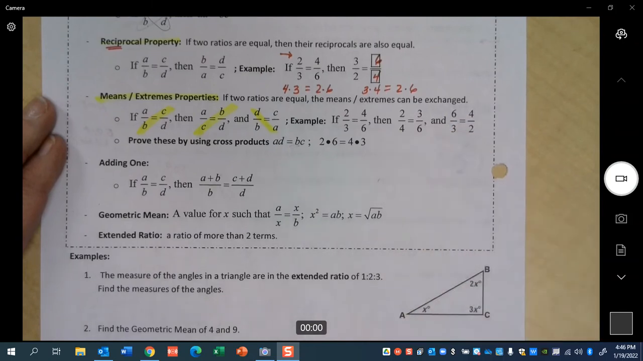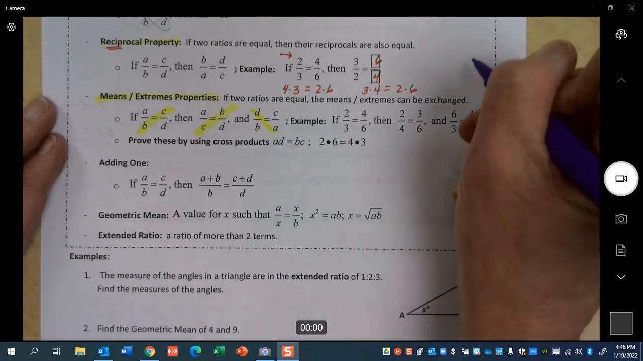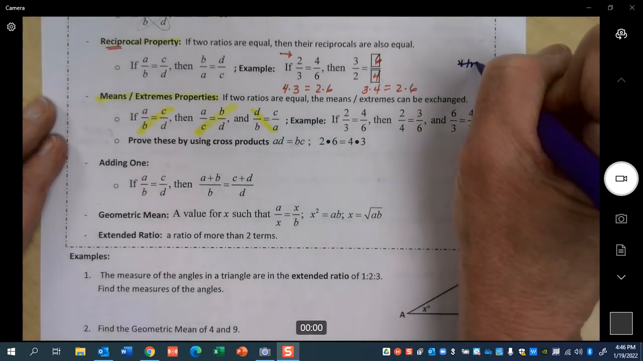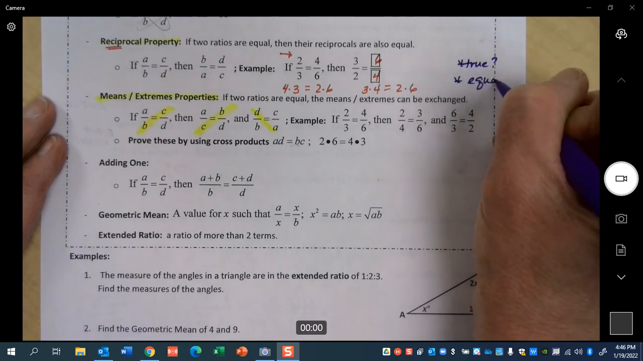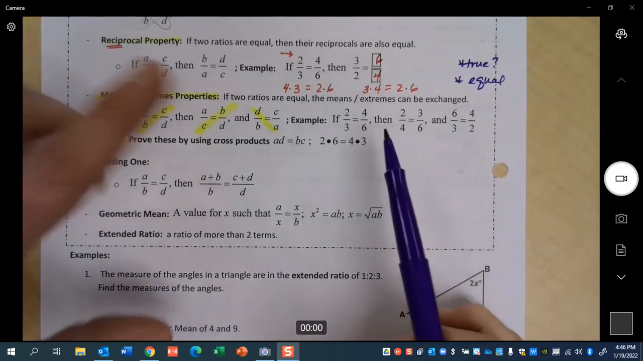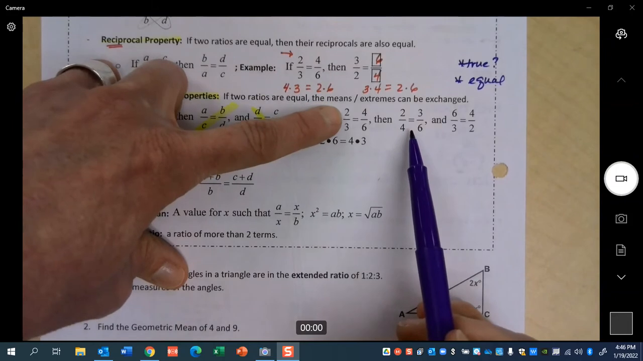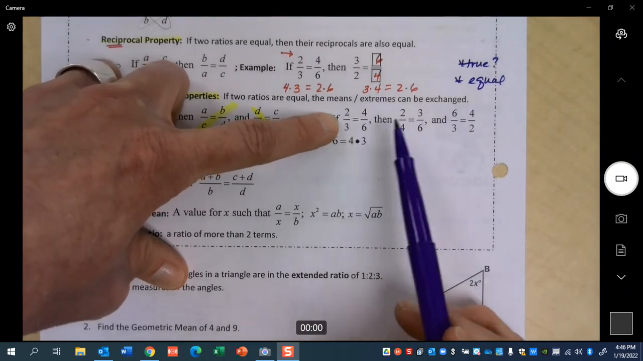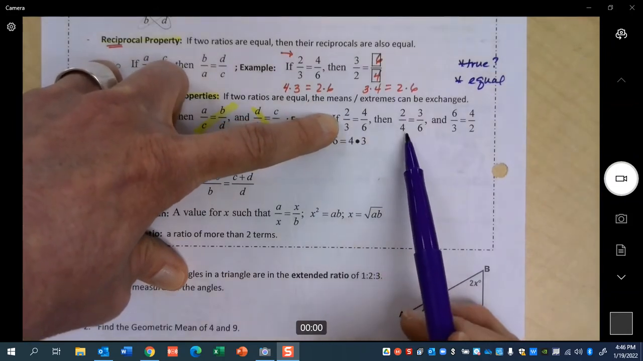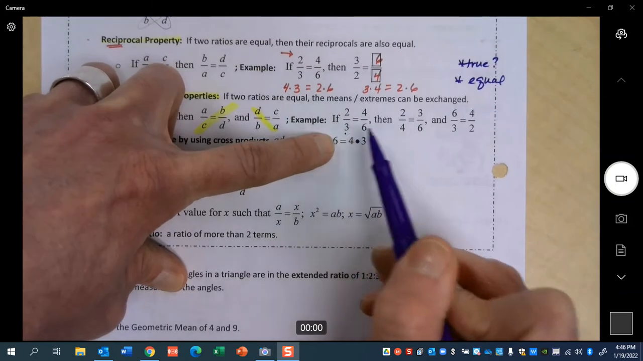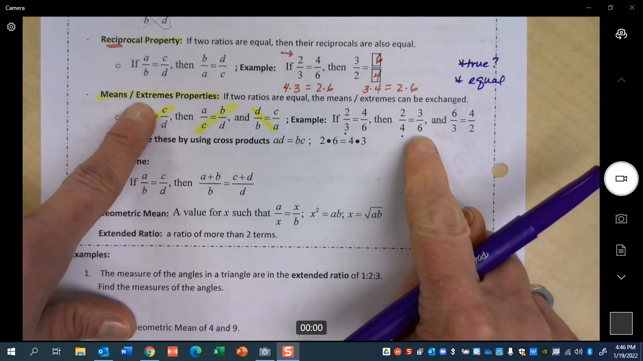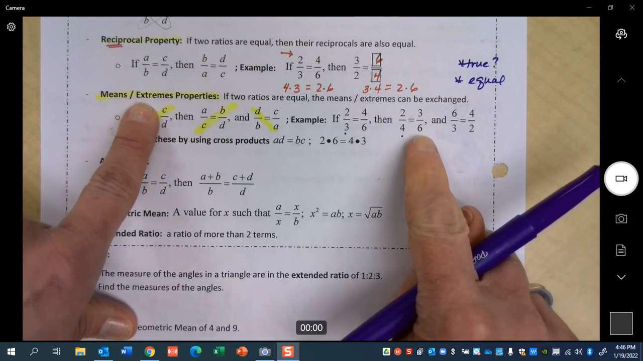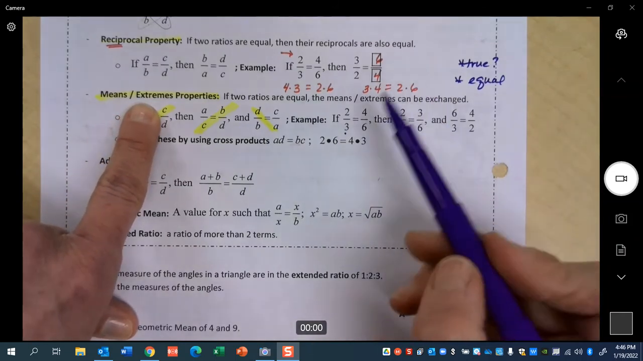Now, careful, there's a difference between a proportion being true versus a proportion being equal. So notice I get a true story, but this is worth 2/3 and this is worth 2/4. These two values are not equal, but by applying this property, I get a true proportion.